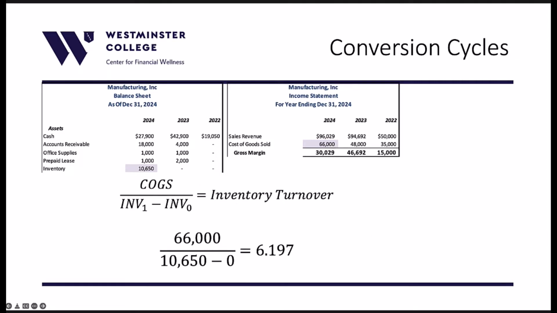So we're going to take that 66,000, which is our total cost of goods sold for the year, and divide it by that 10,650, and then that gives us a 6.197, which means that we had to turn over our entire inventory about 6 times during this year to actually keep up with demand.